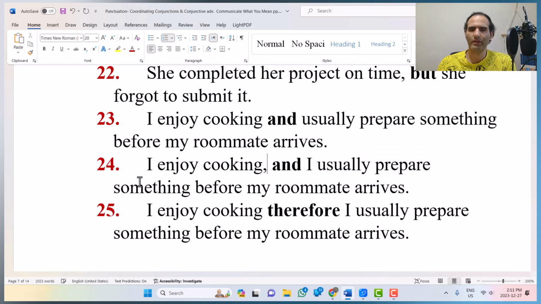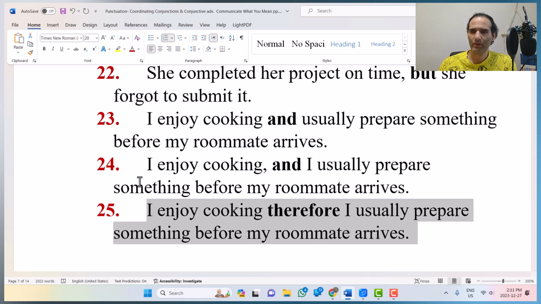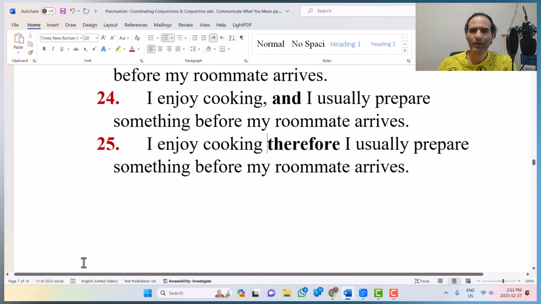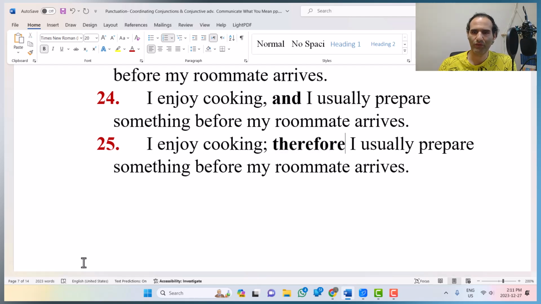Why? 2 independent clauses. And do you see? We have the punctuation mark and the space follows the punctuation mark. Be careful, if you put the space before it, that is incorrect. For all punctuation marks, the space follows. I enjoy cooking; conjunctive adverb, so that is a semicolon before, a comma afterwards.